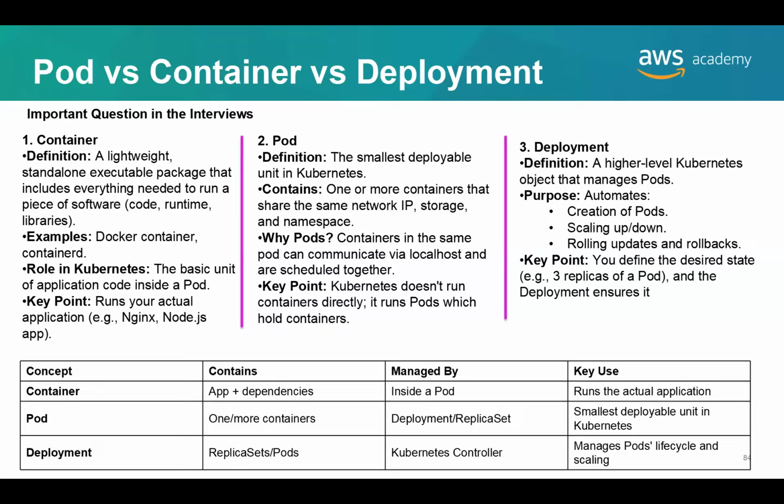Next, deployment is a high-level Kubernetes object that manages pods. It automates creation of pods, scaling up and down, rolling updates and rollbacks. The key point is you define the desired state, for example 3 replicas of a pod, and the deployment ensures it. So for the three concepts: contains, managed by, and key use. A container is the app plus dependency files, which sits inside a pod and runs the actual application. A pod is one or more containers, managed by a deployment through a replica set, and its key use is being the smallest deployable unit in Kubernetes. A deployment is controlled by the Kubernetes controller and manages the pods' lifecycle and scaling.